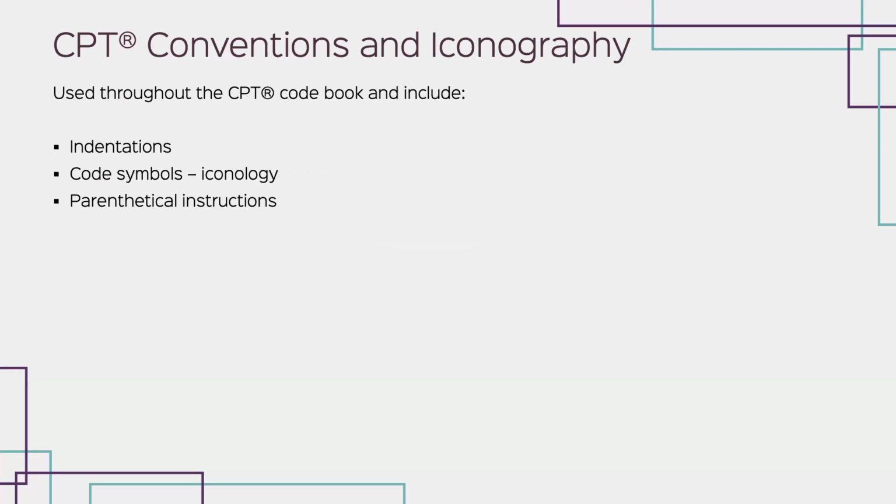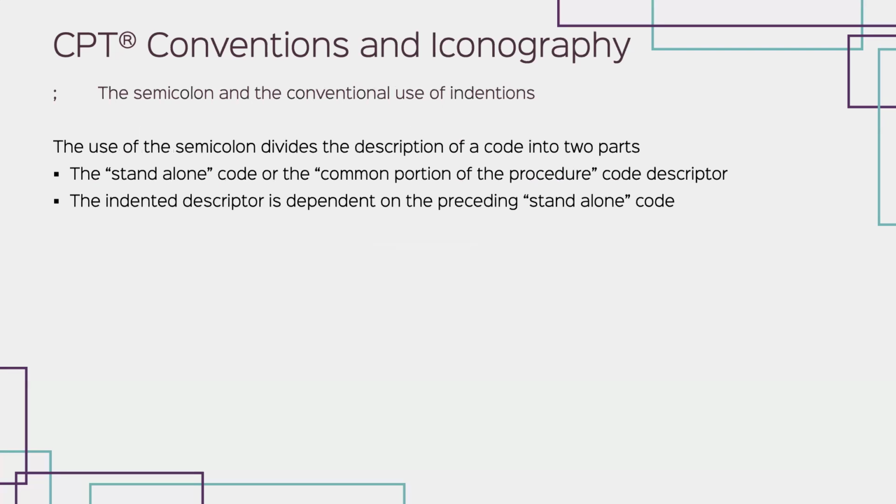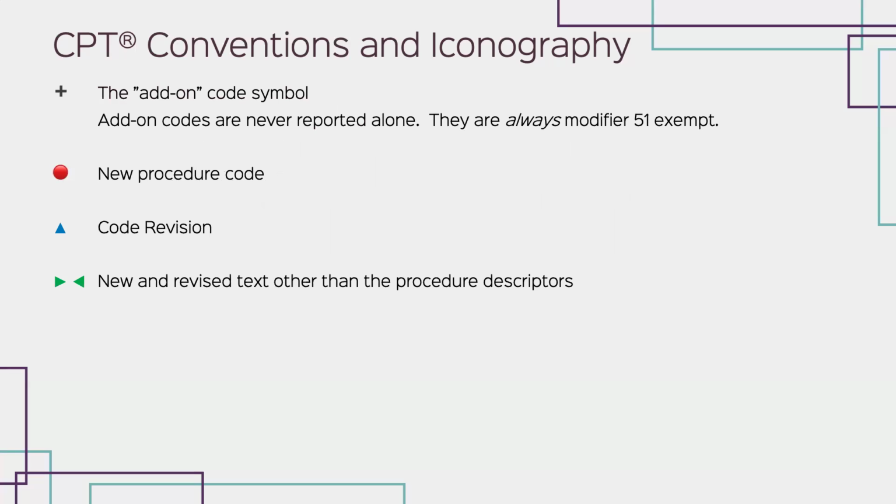So you do have some icons and conventions throughout your CPT. If you see a semicolon, that basically will divide the code description into 2 parts. You have your standalone or your common portion of the code descriptor before your semicolon. And then anything after the semicolon is just the rest of the code. So your standalone portion of the code is going to fall within each of the indentions underneath. You have a plus symbol that is going to indicate that it's an add-on code.